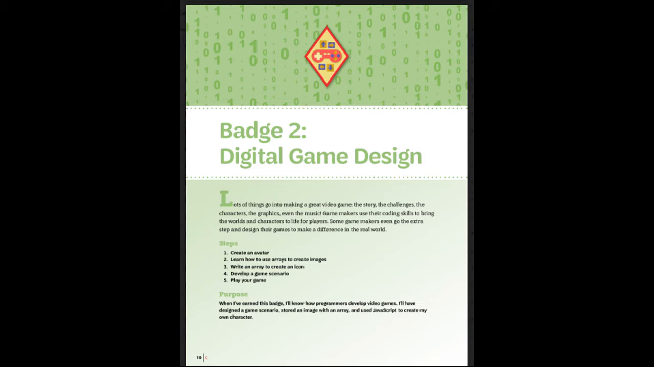Steps. Step 1. Create an avatar. Step 2. Learn how to use arrays to create images. Step 3. Write an array to create an icon. Step 4. Develop a game scenario. Step 5. Play your game. Purpose. When I've earned this badge, I'll know how programmers develop video games. I'll have designed a game scenario, stored an image with an array, and used JavaScript to create my own character.